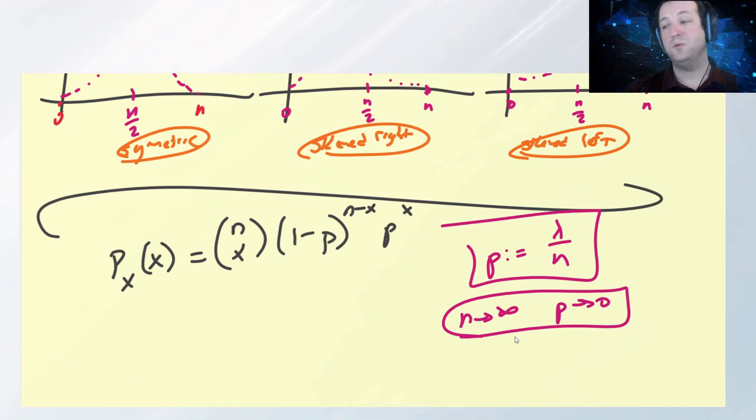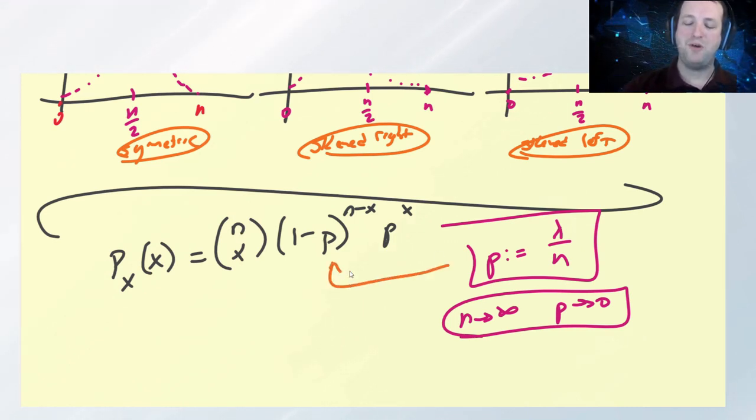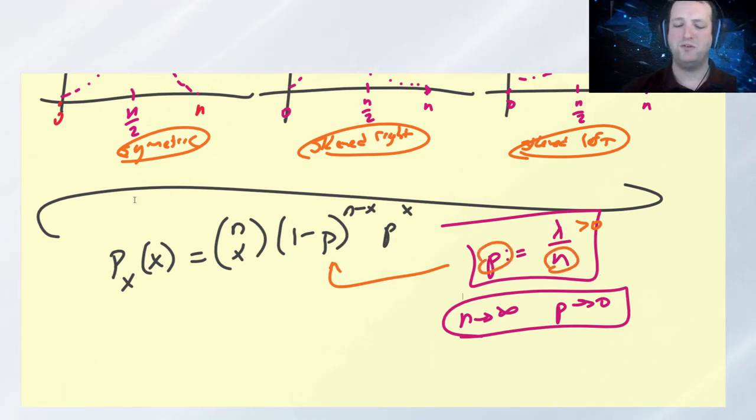That's another long story which I won't get into now. So what I'm going to do is rewrite this expression using this lambda over n term. And here lambda is just going to be a positive number because n is a positive number. So for the probability of success to be positive and make sense, lambda should be positive as well.